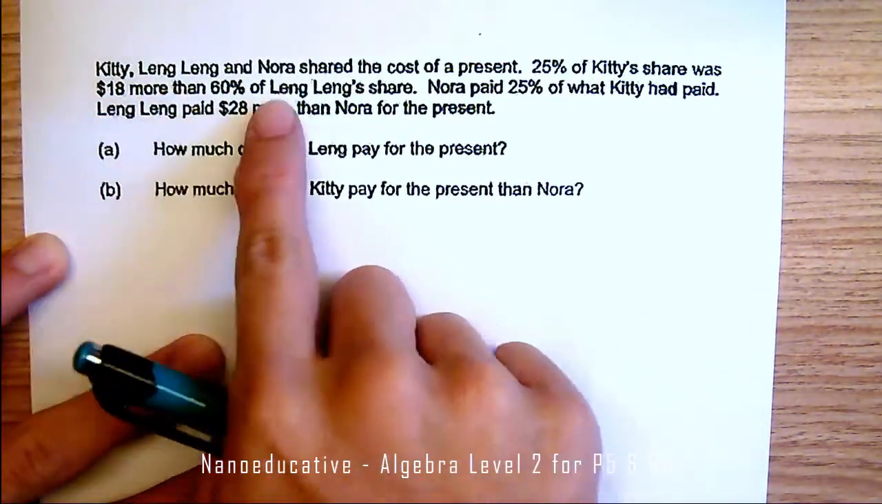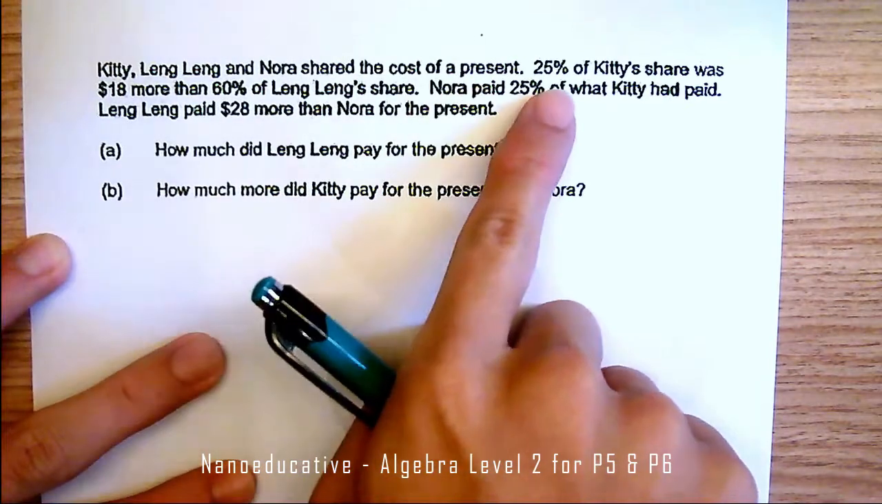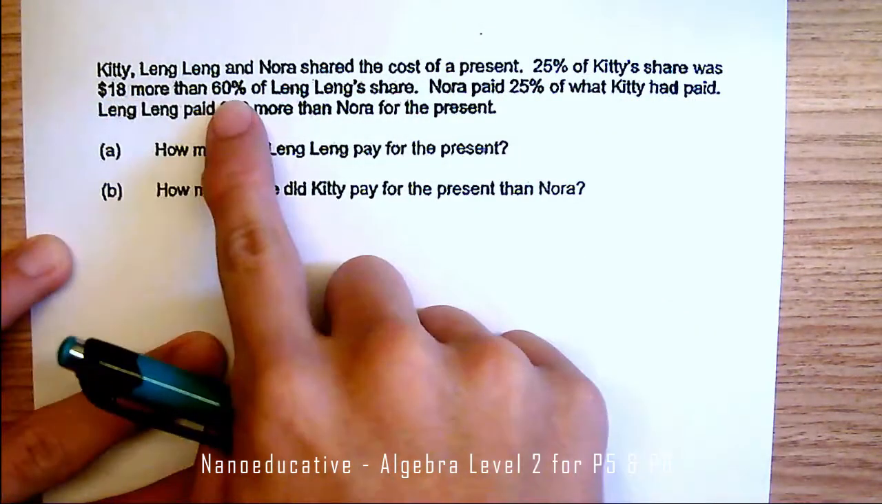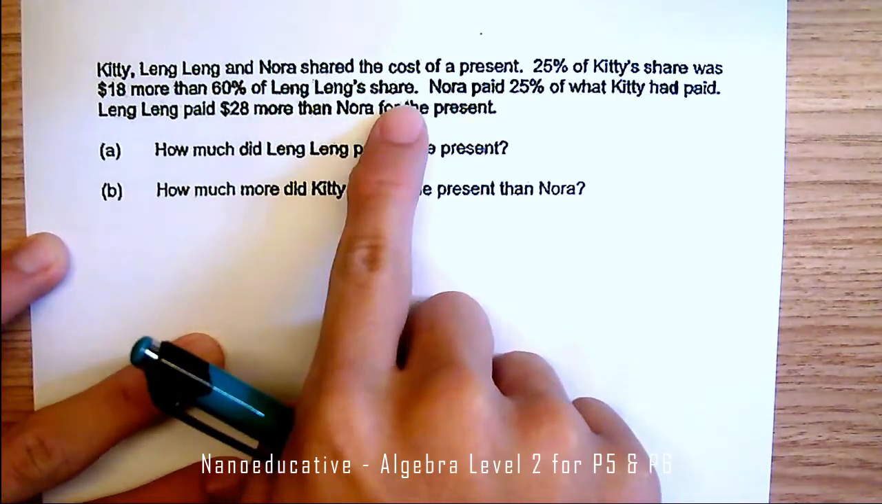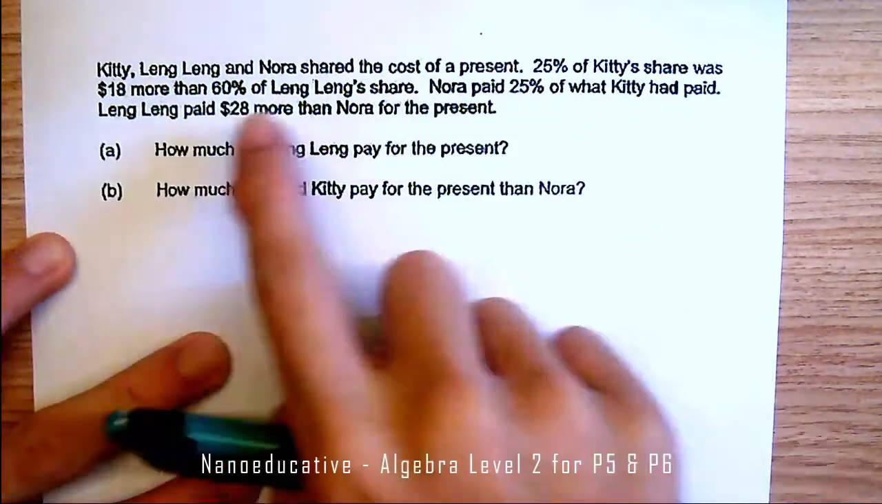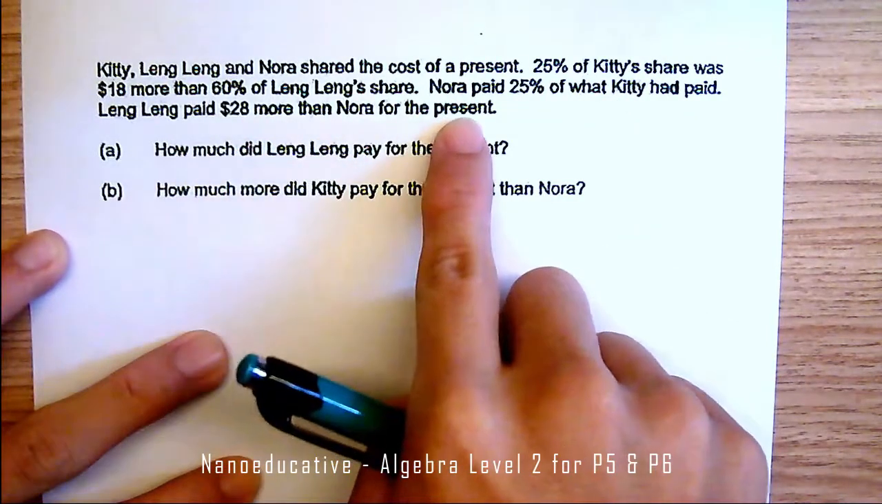Kitty, Ling Ling, and Nora shared the cost of a present. 25% of Kitty's share was $18 more than 60% of Ling Ling's share. Nora paid 25% of what Kitty had paid. Ling Ling paid $28 more than Nora for the present.